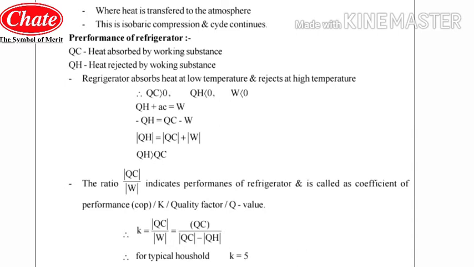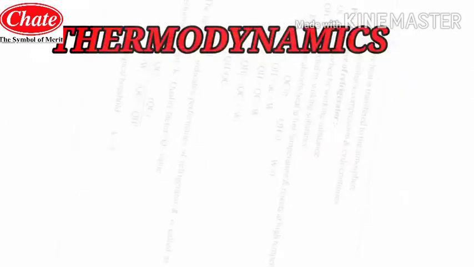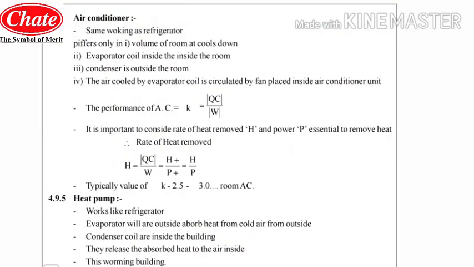Now students, we will see the next part of this chapter, that is air conditioning or the air conditioner. Now students, we will see the working of the air conditioner. As far as the working of air conditioning is concerned, it is the same as the refrigerator. There will be the condenser coil, evaporator coil, expansion nozzle, and the compressor. Thus it depends on two types of working: evaporation will absorb the heat, and condensation will release the heat.